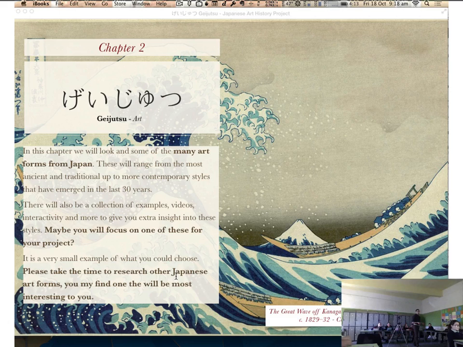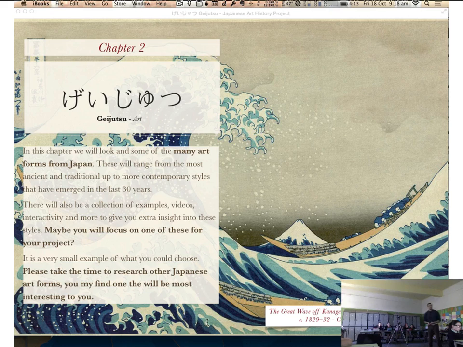All right, so the whole point of this chapter is just to give you a little bit of background into some forms of Japanese art. These aren't necessarily the ones that you need to do for your project, when I talk about it at the end, but they're just there to give you an idea of what's out there.